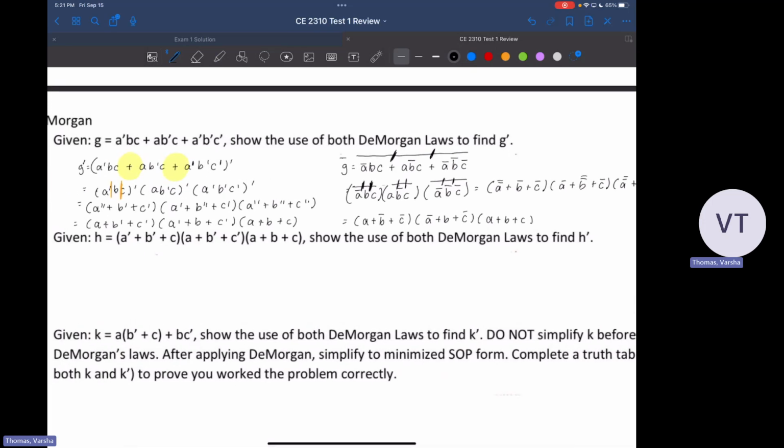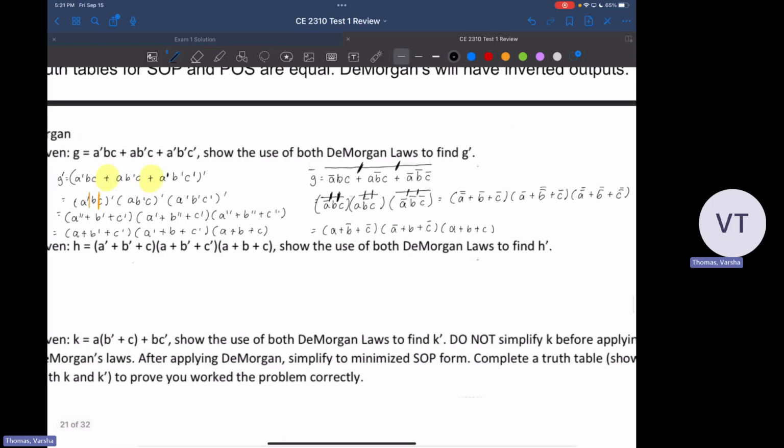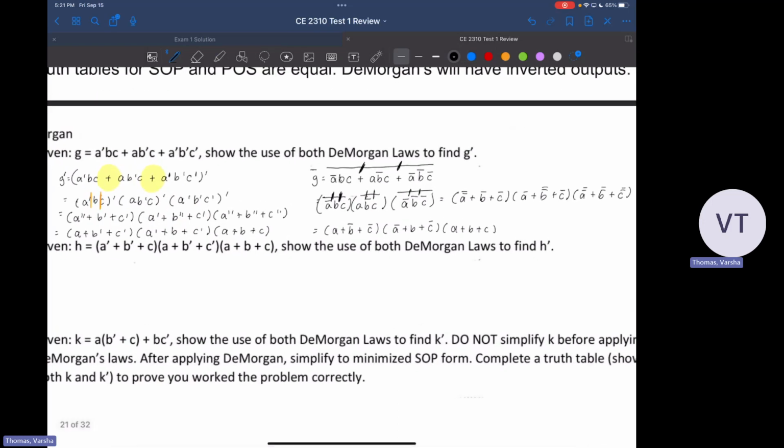Whichever one is better for you, pick either one. I just feel like the bar notation is a lot easier to see. You don't get caught up in a bunch of parentheses all the time. So let's go on to the next one.